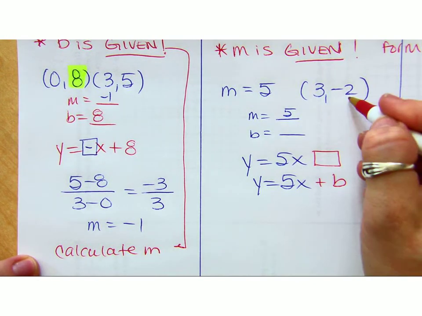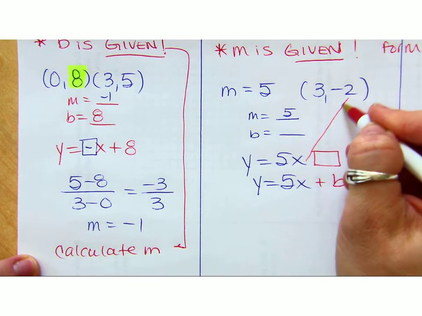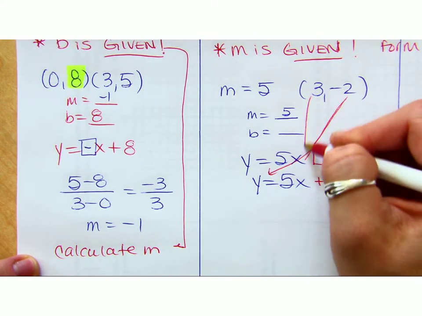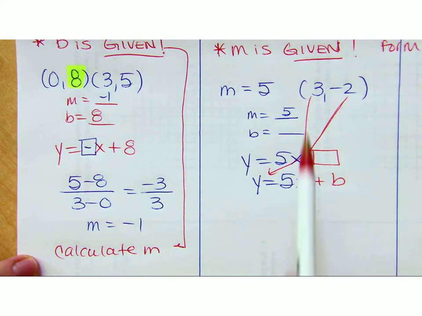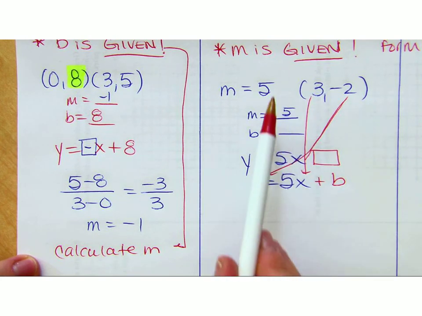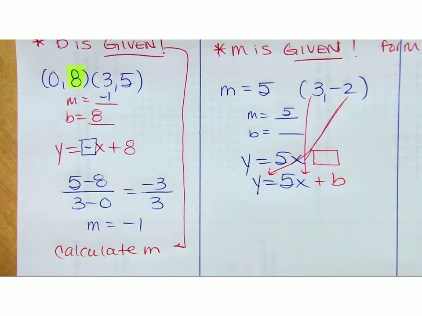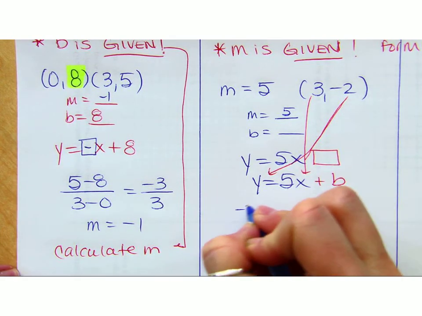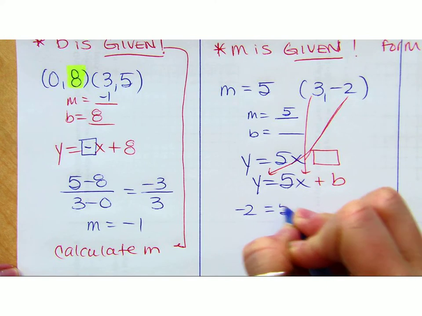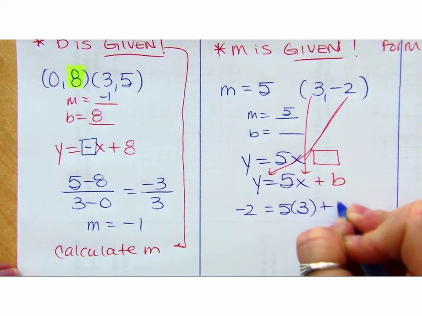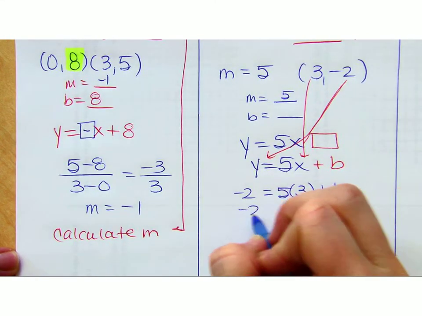When you do that, make sure that they kind of cross each other. Do you know what I mean? Don't put the 3 first and then the negative 2. So the 3 goes in the X, the 2 goes in the Y. So they will crisscross. And then once you do that, you have negative 2 is equal to 5 times 3 plus B. You're going to have negative 2 equal to 15.